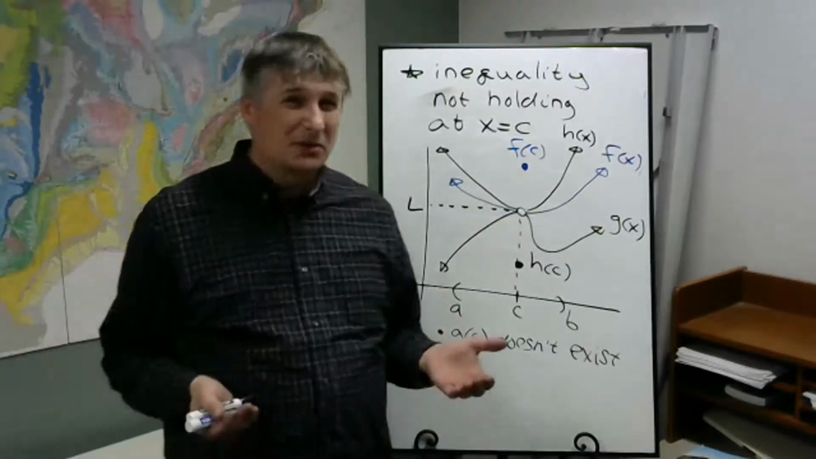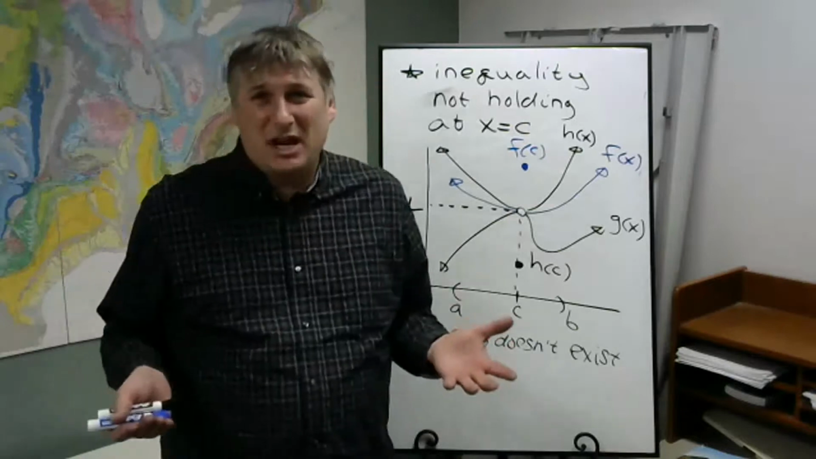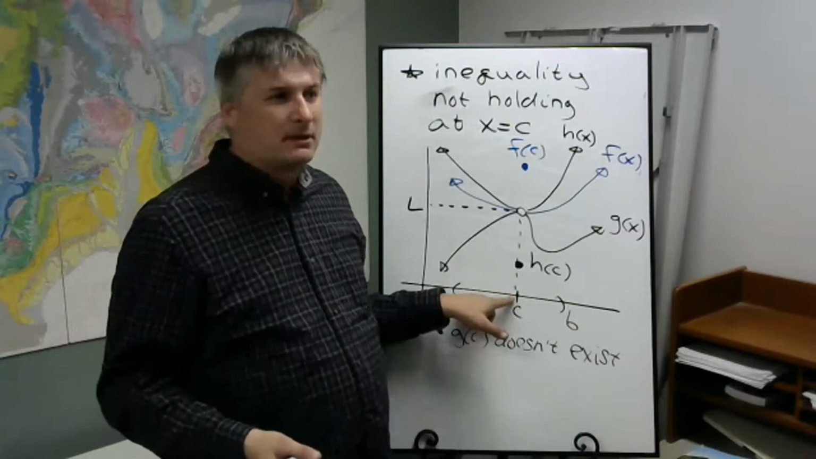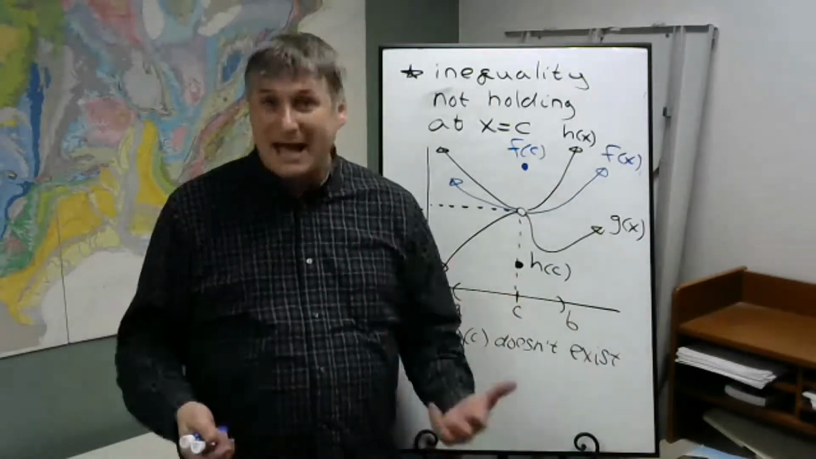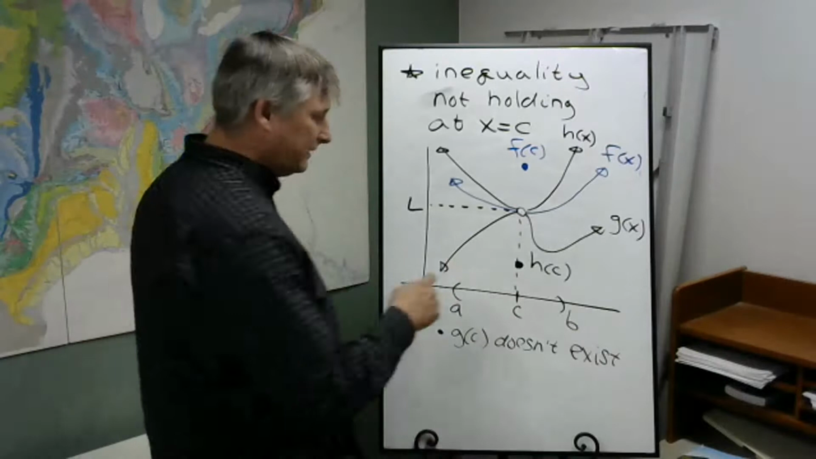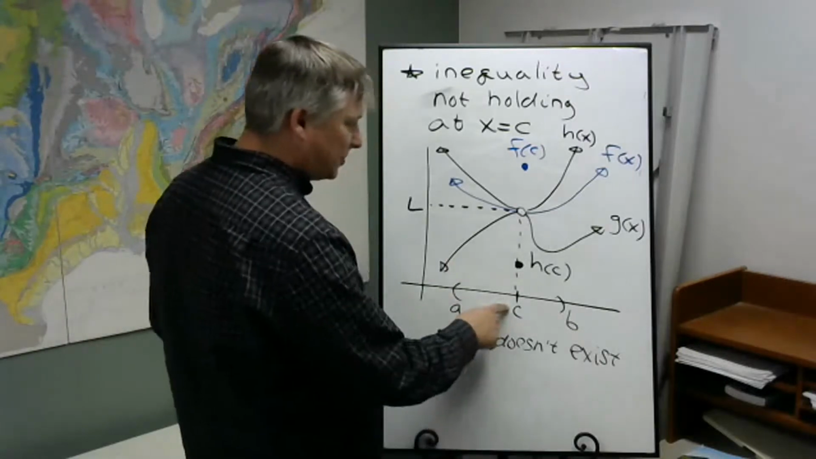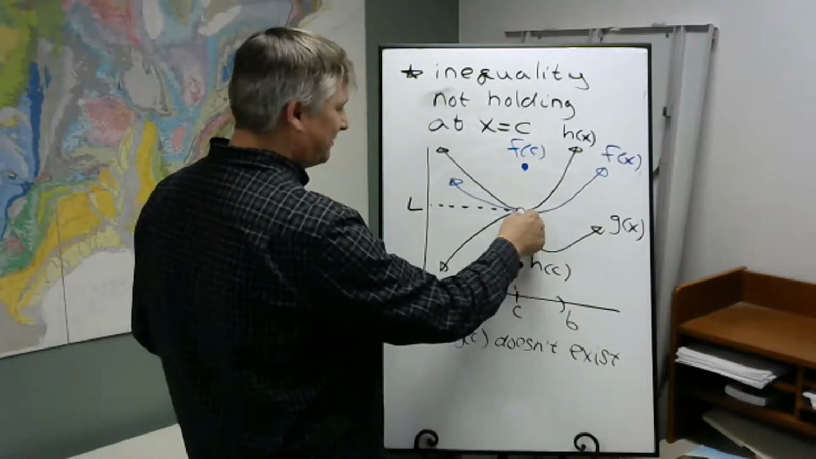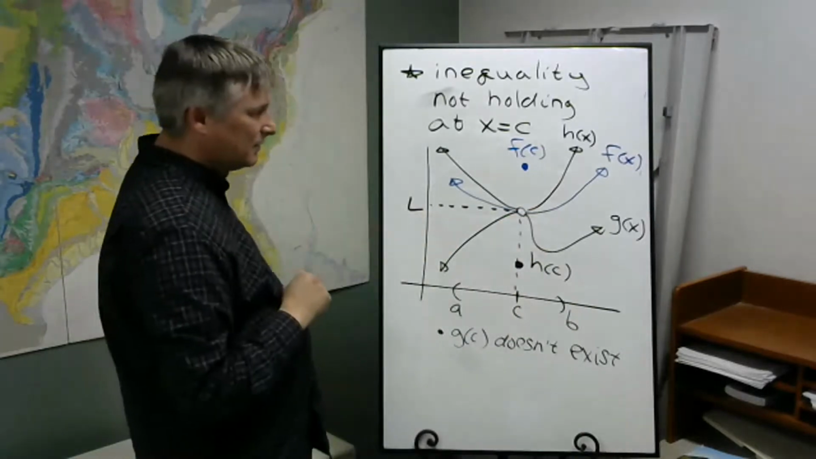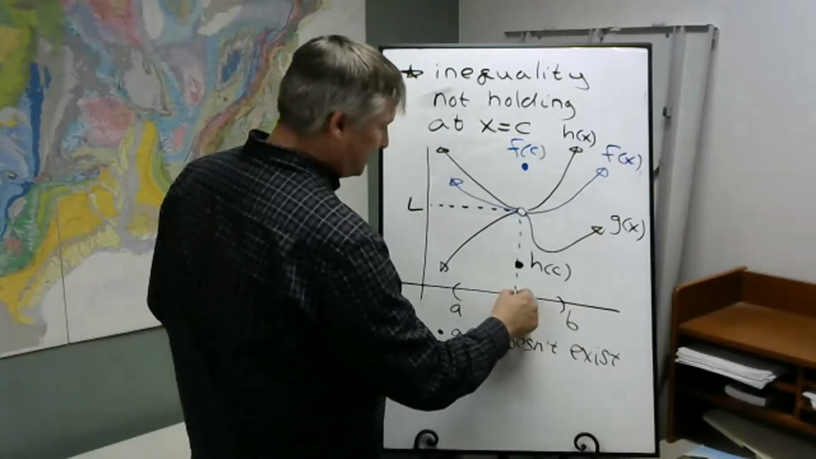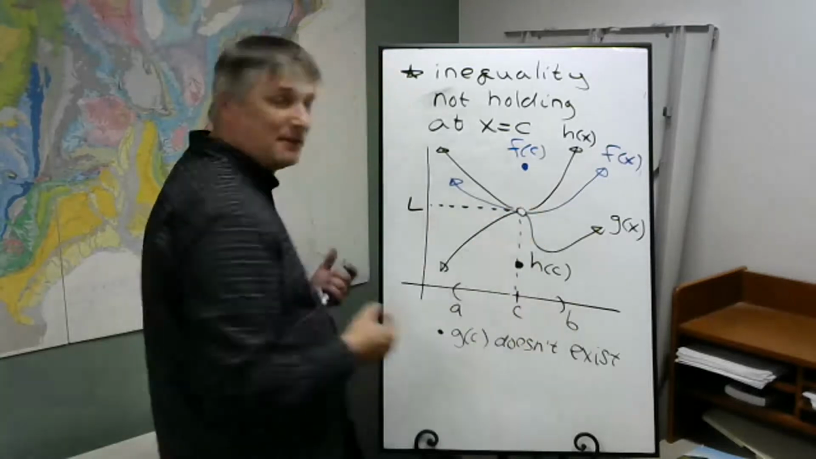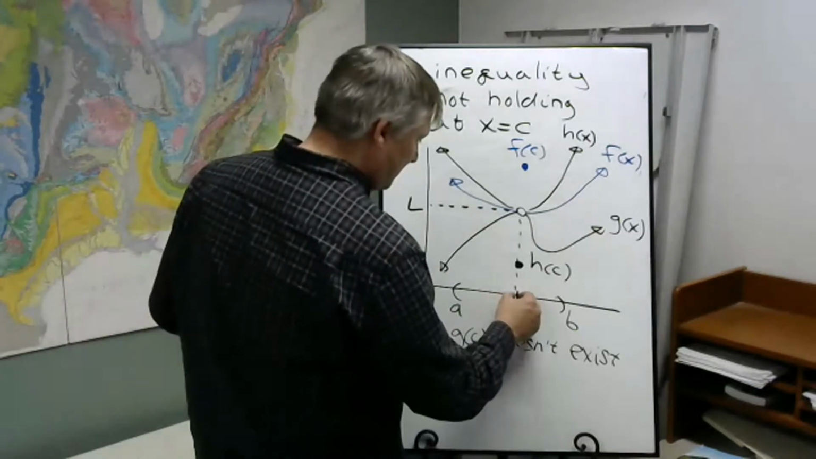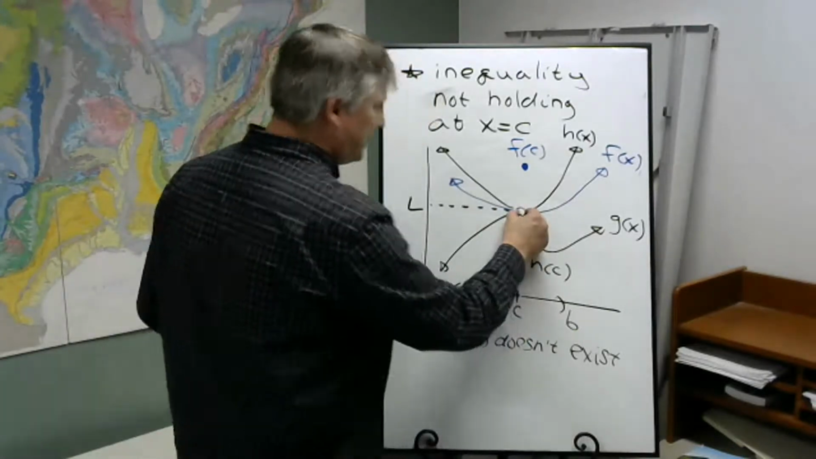Well, as far as limits are concerned, nothing's changed. Remember, the limit says as we're very close to c, it's not the same as saying we're at c. So the limit of g of x as x goes to c, well, if you're very close to c, you're going to be up here at this limit. For h of x, if you're very close to c, you're going to be here at this limit. Same for f of x. If you're very close to c, you're going to be up here at this limit.